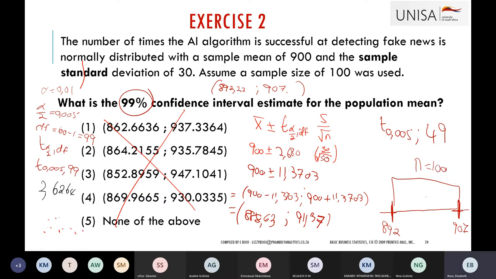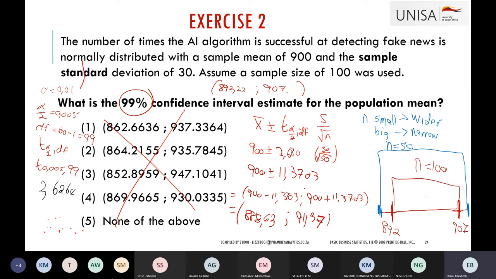So let's look for n less. If we have n of 50, we get 8888. So it will be here, and 911 will be there. So this is for n equals 50. Now let's make a decision. When n is small, or when it decreases, it is wider. When it is big, then it is narrower. Can you see that?